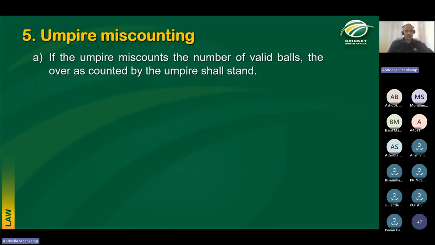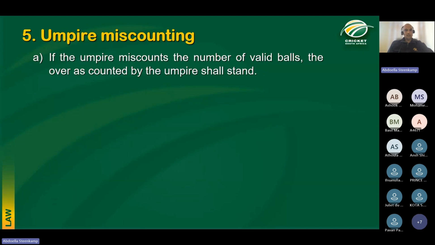So the law tells us that if the umpire miscounts, and yes, we need to try to get our counting spot on, because it can be the difference. One ball can be the difference between a side winning or losing, especially in the shorter format of the game. So we need to be sure that we get our counting spot on. But if the umpires did miscount, how will we deal with it?